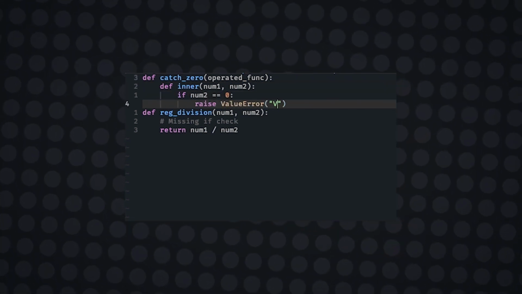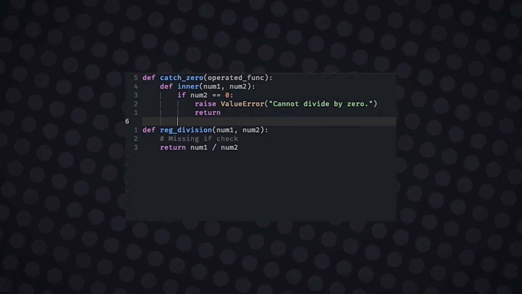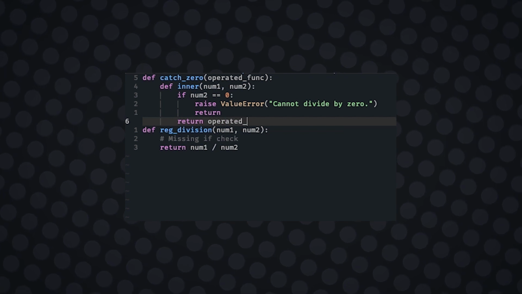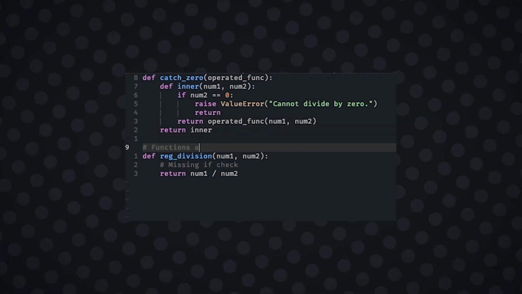If the if condition ends up being true, the function won't run. If the if condition is false, the operated function will be returned with the same arguments. When the catch0 function is called, it will return the inner function. You may ask how the inner function will get its arguments.